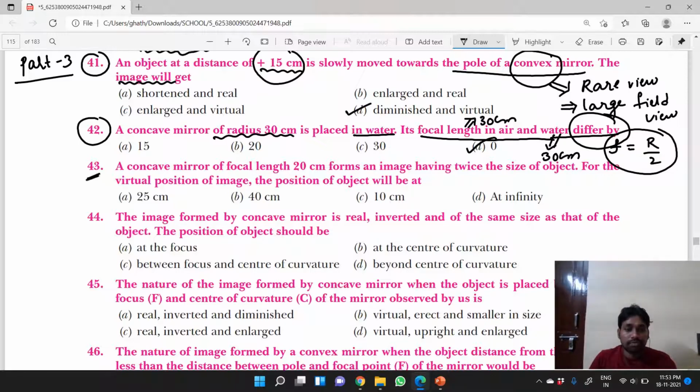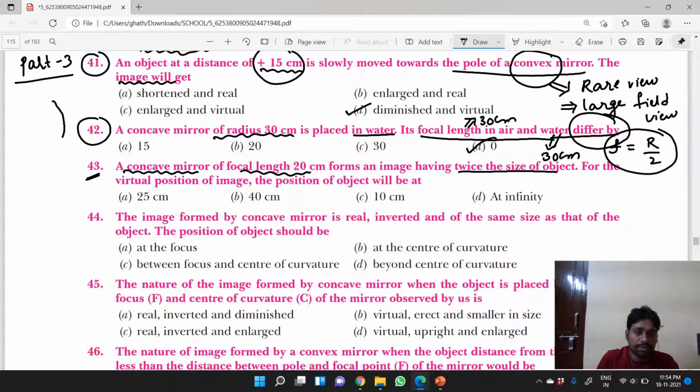See the question number 43. A concave mirror of focal length 20 centimeter forms an image twice the size of object. For the virtual position of image, the position of object will be. Listen, this mirror is a concave, focal length is nothing but 20.